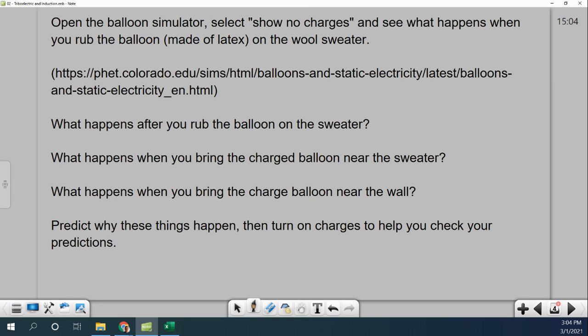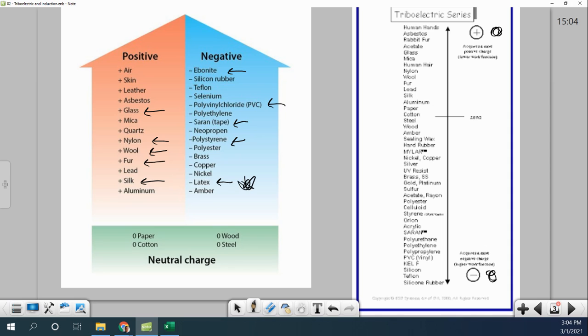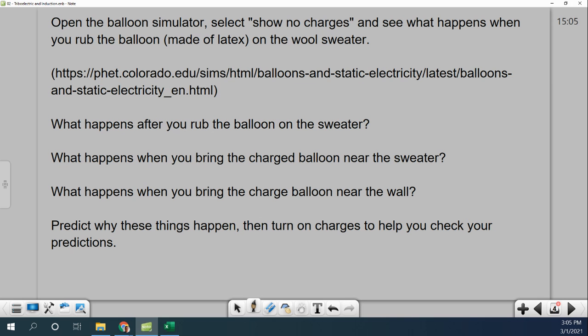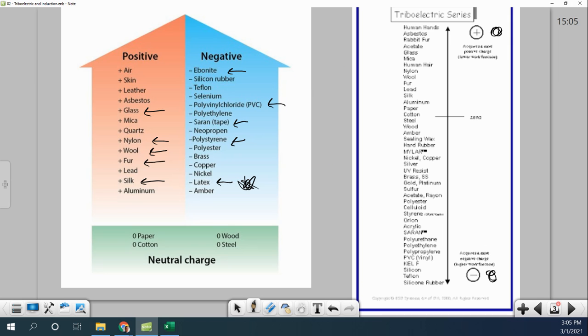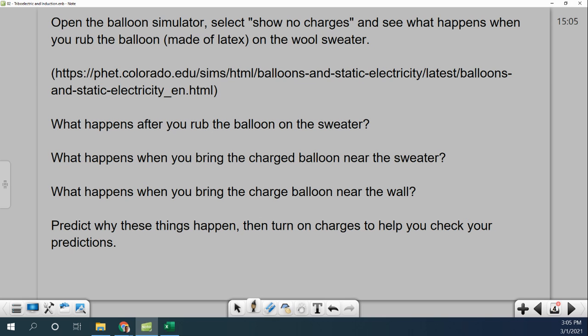So let's take a minute here to experiment with this. I want you guys to open the balloon simulator, and the website is right here on the notes. Hopefully it's attached to your Google Classroom as well. Select Show No Charges first, and then see what happens when you rub the balloon made of latex, hint, hint, on the sweater, which is made of wool, hint, hint. So grab those things, play around, and try to answer these questions.